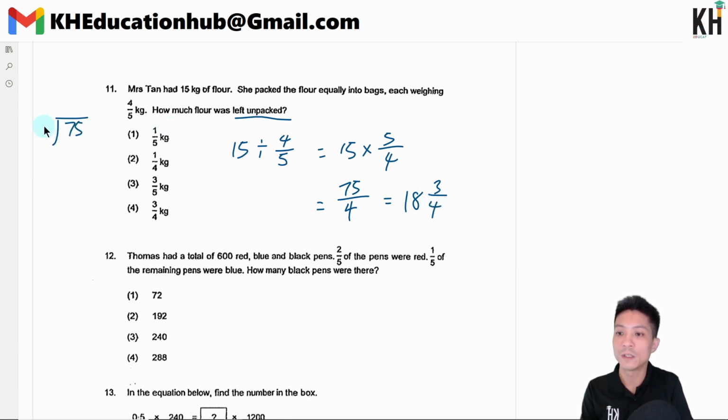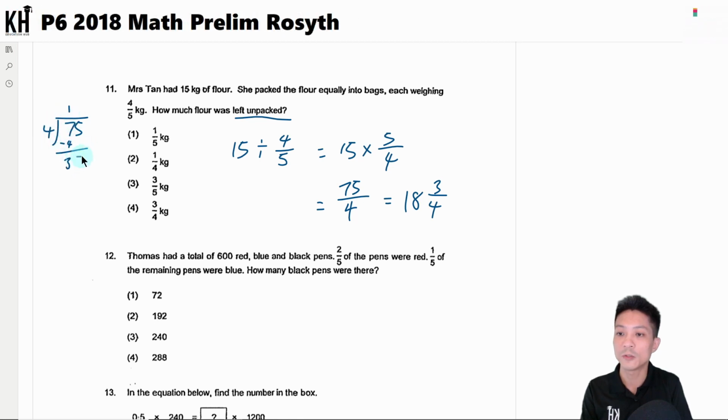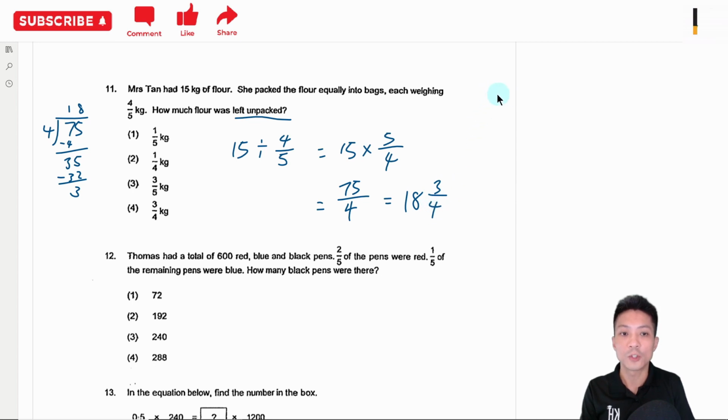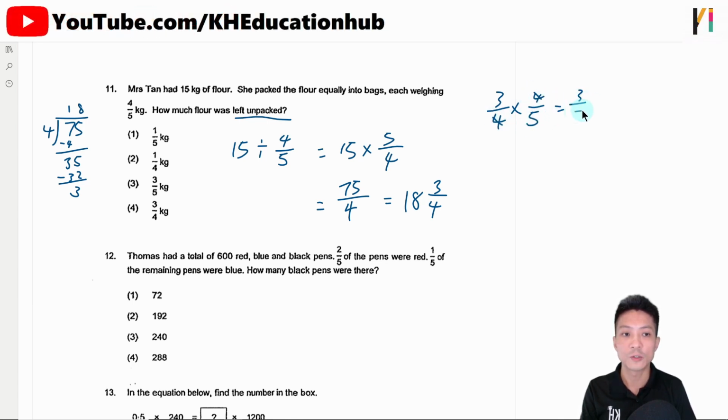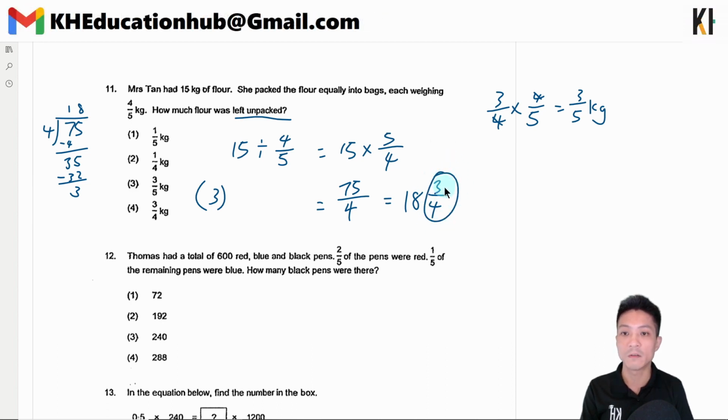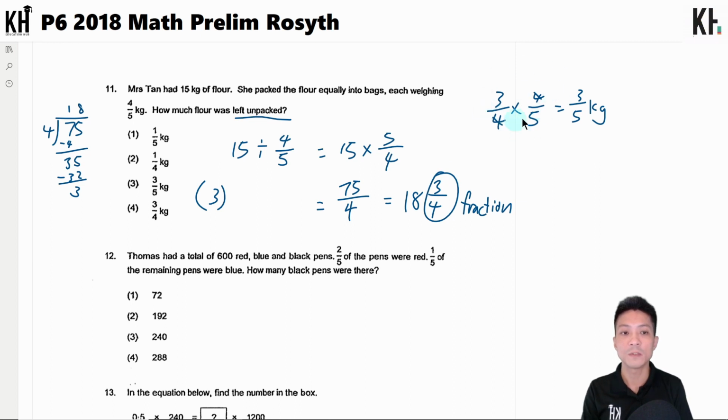Let me do my working over here to make sure. 1 minus 4, 3, 5, 8 minus 32, 3, remainder 3. So the next step will be to use 3/4, multiply by 4/5 kg. Reduce, I'll get 3/5 kg. So the answer is number 3. A lot of students will make the mistake of thinking that this is the amount of flour that's left unpacked, but this is not the amount of flour, this is the fraction. If you want to find the amount, you have to find 3/4 of 1 bag.